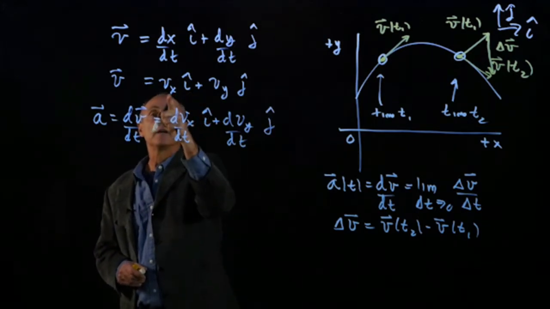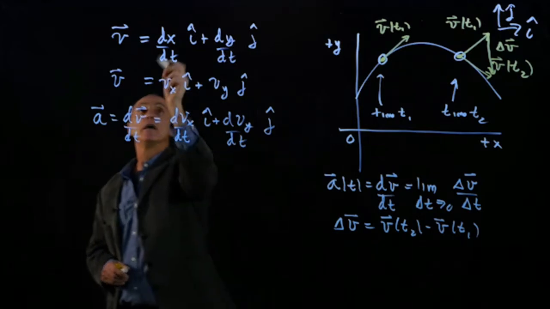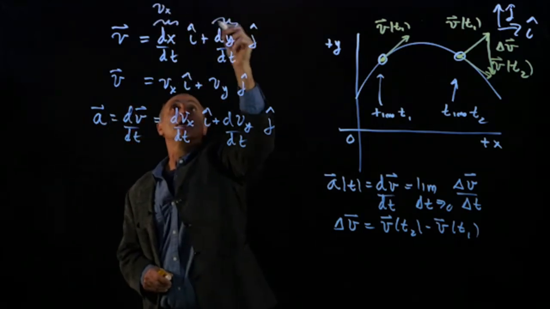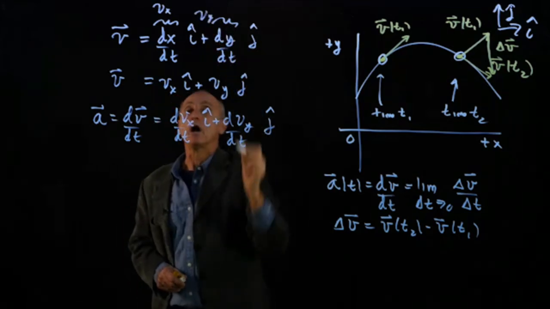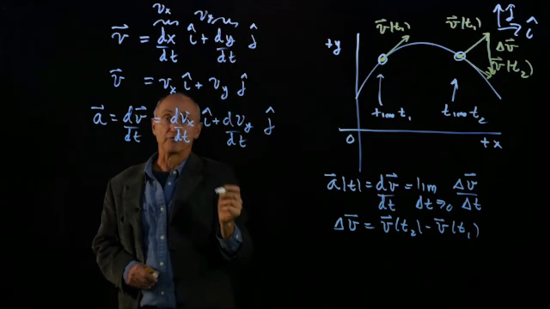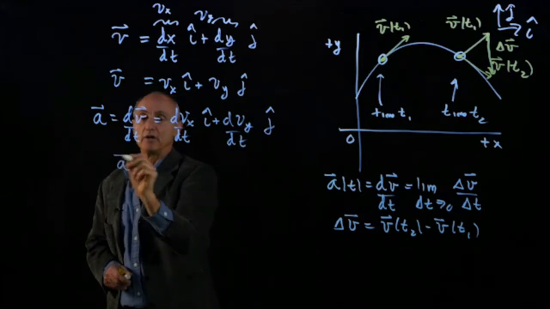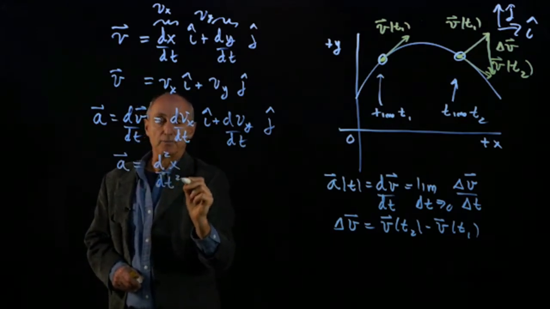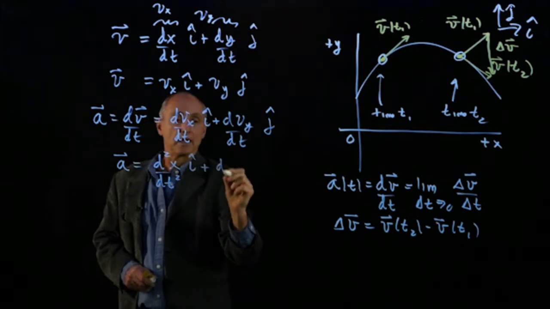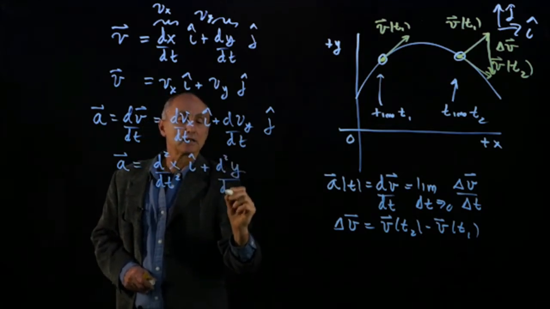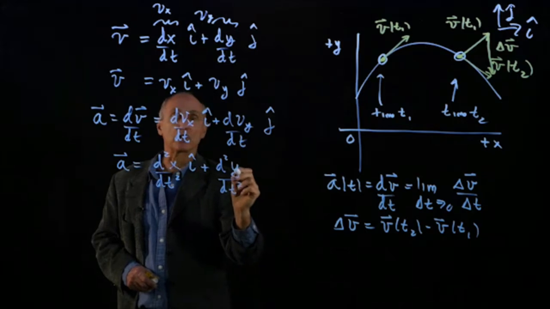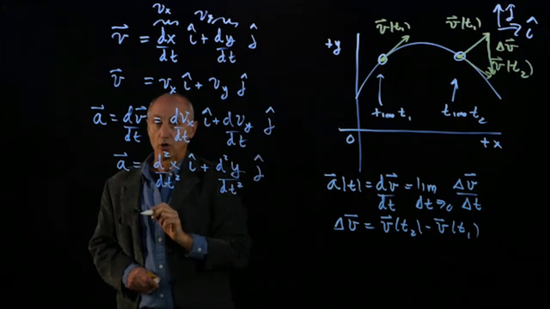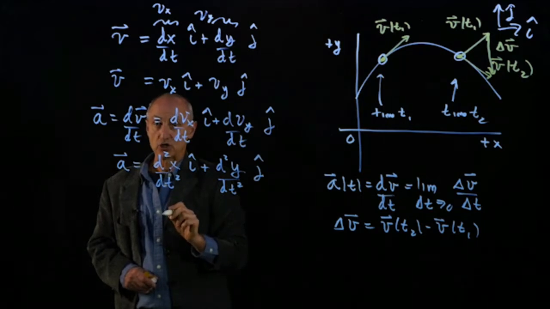Now, again, notice that velocity vx is already the first derivative of the position x component function. So what we really have here is the second derivative of the position function in the i hat direction, and the second derivative of the component function in the y direction. And that is what we call the instantaneous acceleration.